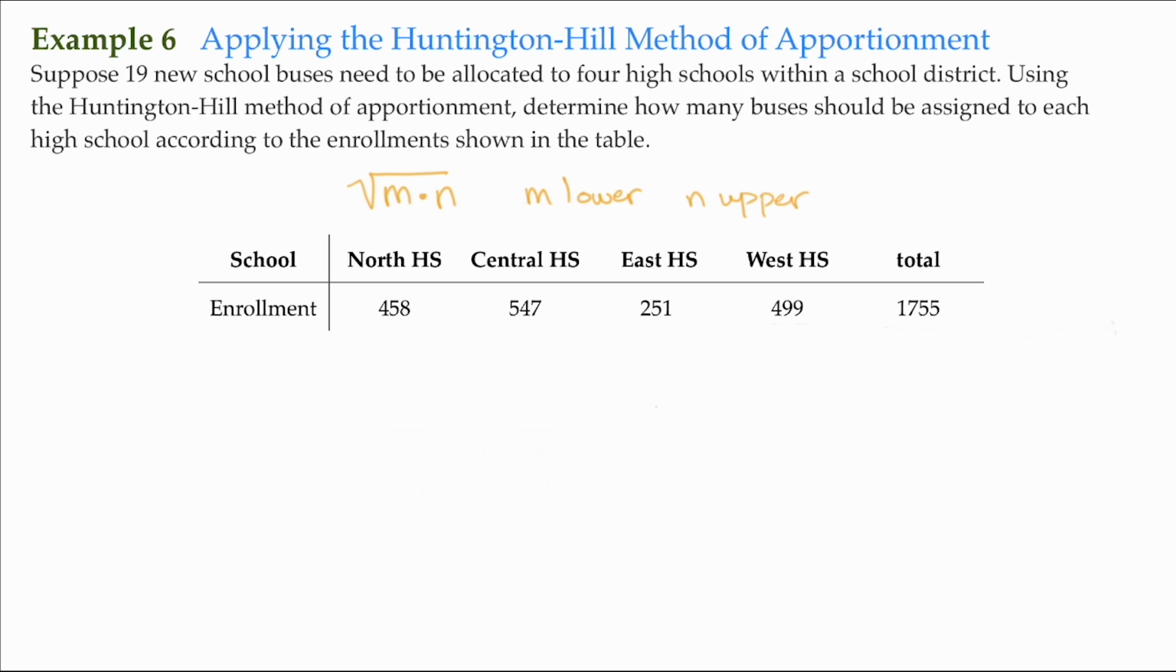So the first thing we'll go ahead and do is we'll determine the standard divisor. So we'll take our total population here and divide it by the number of seats or the number of items. And of course, that's the 19 new school buses here. So we'll take 1,755 and we'll divide that by 19. So our standard divisor is approximately 92.368.